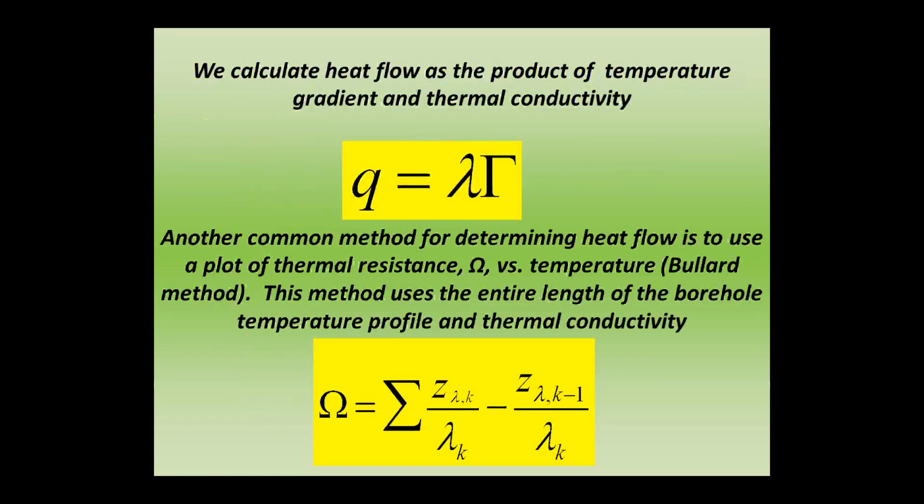Heat flow is pretty simple. We calculate it using Fourier's law of heat conduction, multiplying the temperature gradient times the thermal conductivity. You can also calculate thermal resistance in the borehole, which uses the entire length of the data set. With Fourier's law, you usually end up multiplying some linear portion of the thermal gradient times the thermal conductivity from that part. And as we've seen in a lot of boreholes, the numbers can change down the borehole, not as a function of thermal conductivity, but as a function of some climate disturbance at the surface.